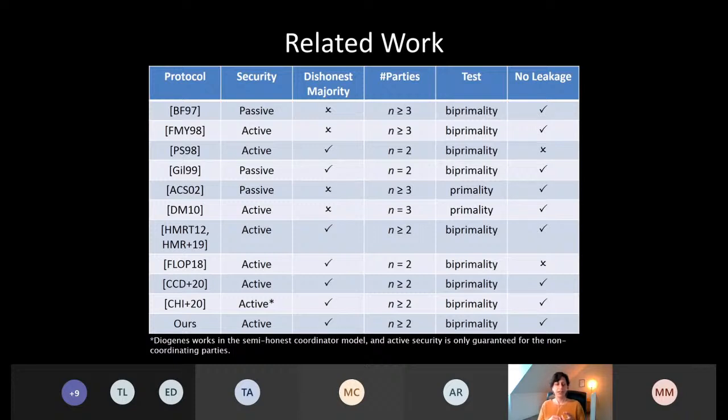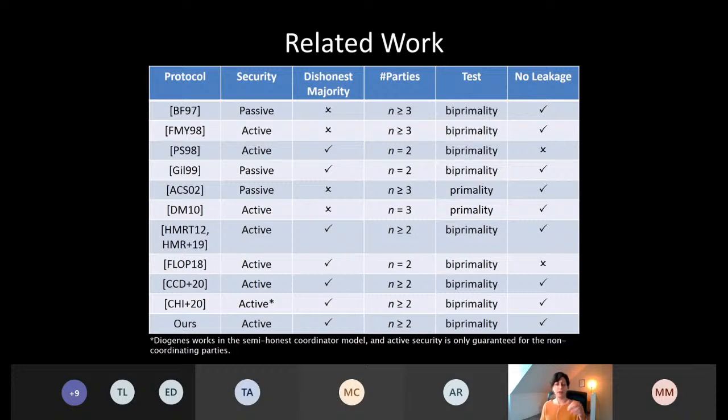Now, there is a second work of last year, again from Chen and others, called Diogenes. It works in a special model, the semi-honest coordinator model. They assume that there are relatively low-resource parties where there is active security in the full threshold setting. But there is also a special party, the coordinator, who is semi-honest. So he's trusted to do some homomorphic computations and relay messages to the other parties.